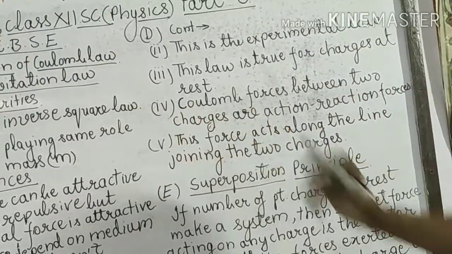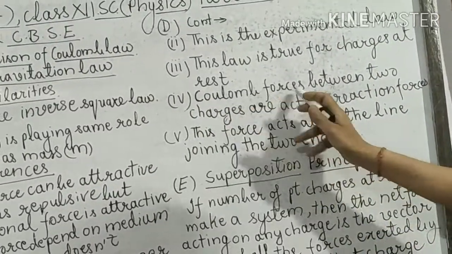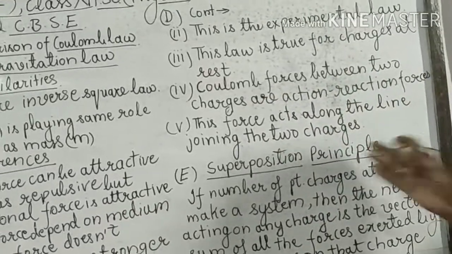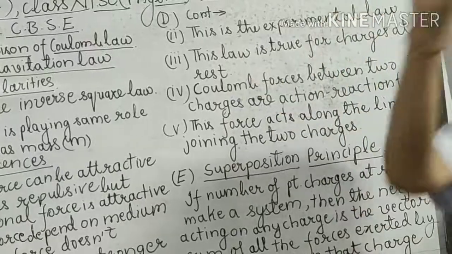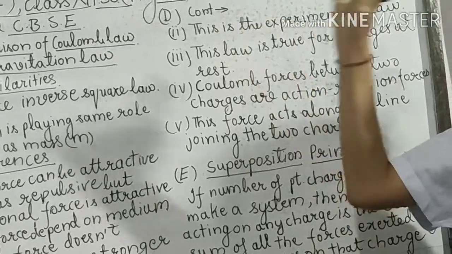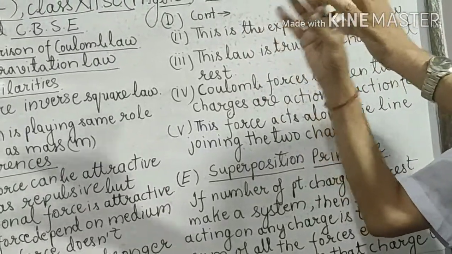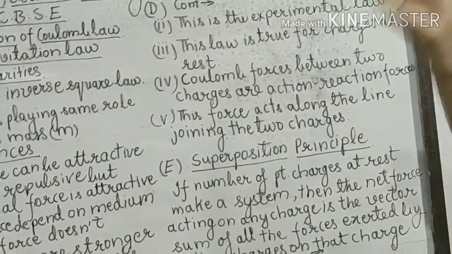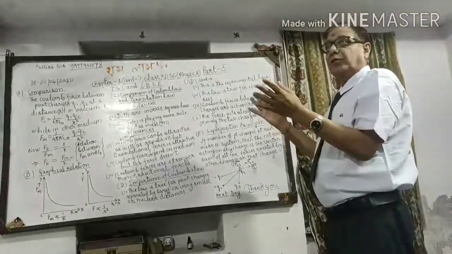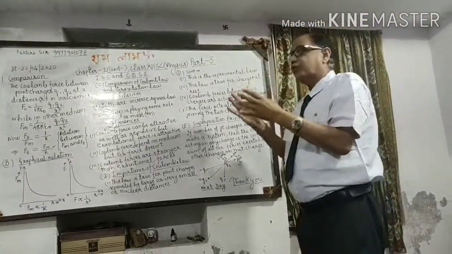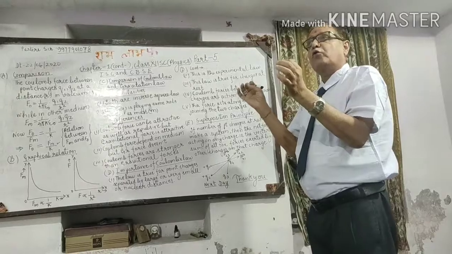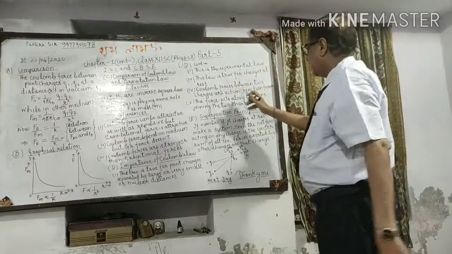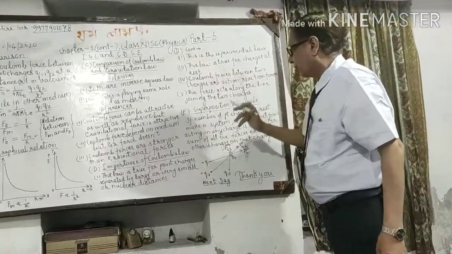The fourth importance is that Coulomb forces between the two charges are action and reaction forces. Suppose there are two charges Q1 and Q2. Q1 will interact with Q2 by some force, and the same force Q2 will also apply on Q1. So these are in pairs. The Coulomb force between two charges, or three charges, or four charges, makes pairs, so they can be regarded as action and reaction forces.